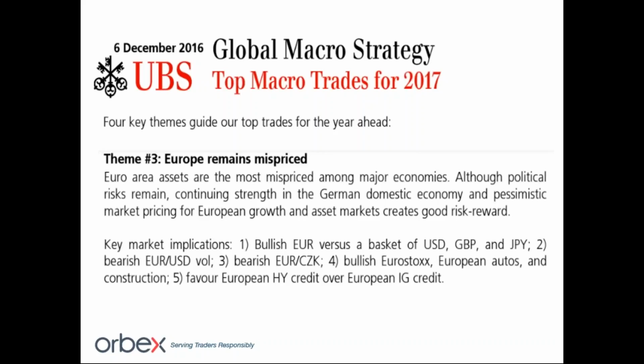Number 1. Bullish euro versus a basket of USD, GBP, and JPY. So look at this. This is a nice idea. We are not saying that, okay, this is what UBS says, we go to a chart and then straight away we buy the euro. No, we are looking at possibilities here. UBS is hinting bullish euro versus the basket of USD, GBP, and JPY.